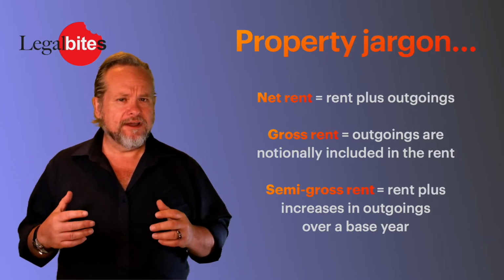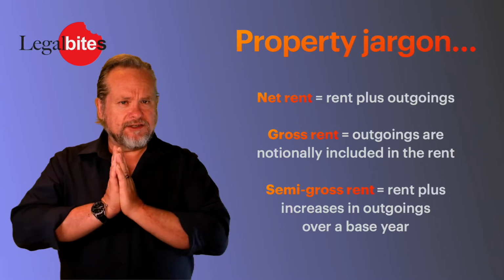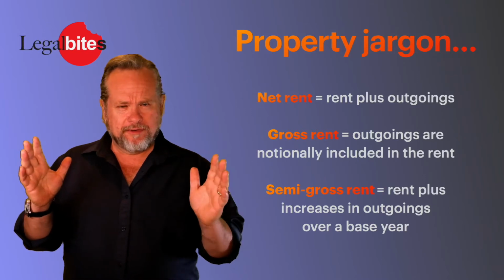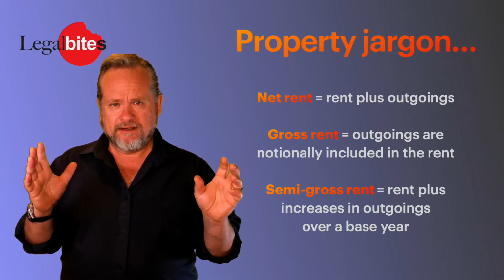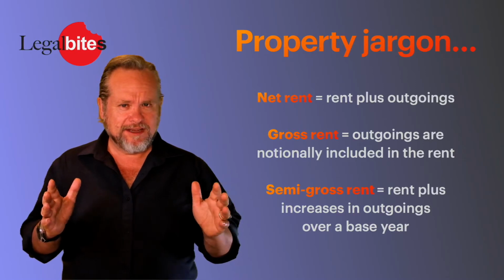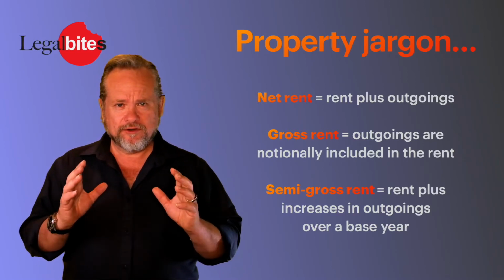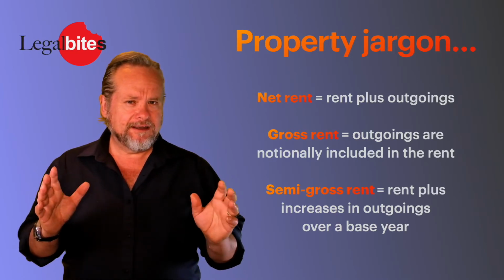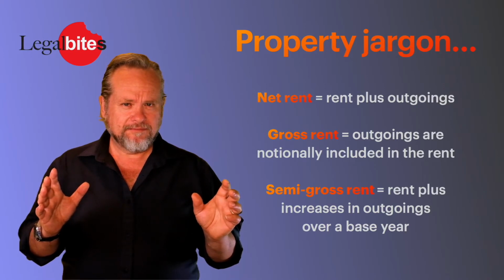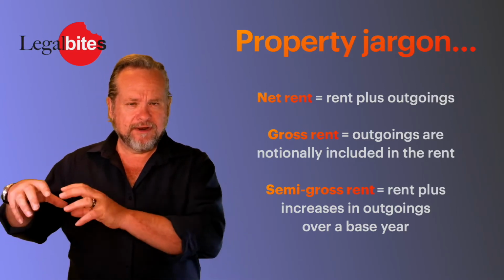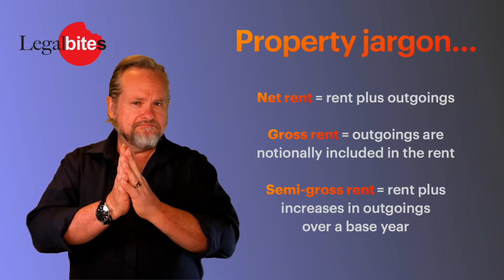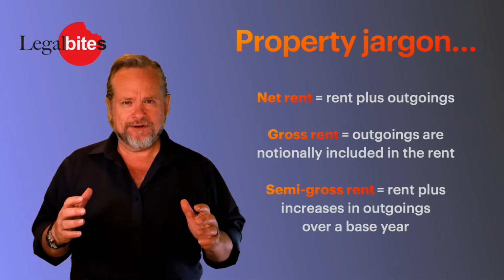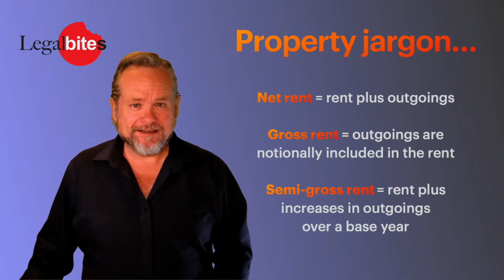Now, another type of rent is gross rent. And what we mean by that is the tenant just pays $1,000. And of that, there's a notional component of $100, which represents the outgoings. So the tenant just pays $1,000, irrespective of how much the outgoings are, but the gross amount of $1,000 is notionally split into $900 rent and $100 in outgoings. Now, I think that's fairly clear. Net rent, rent plus outgoings. Gross rent, total amount, notional split between them. But there's also a third category which is called semi-gross, and you can guess that that sits somewhere in between.